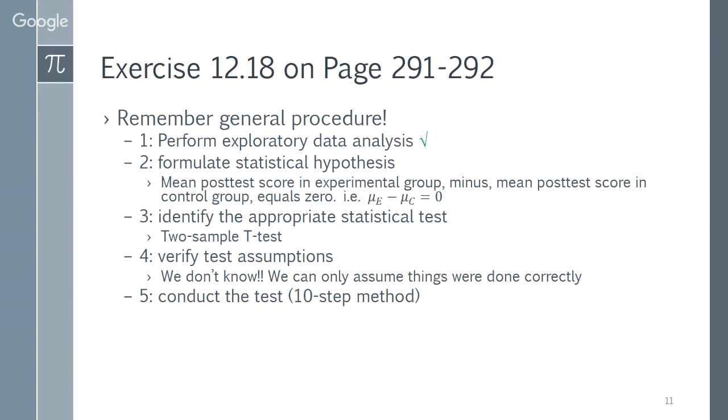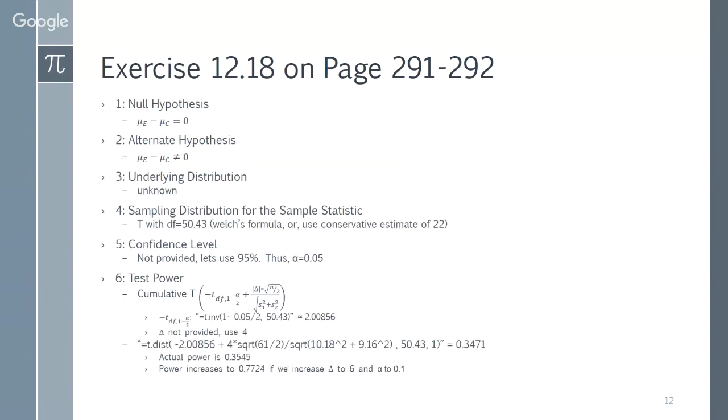Now we can go through and conduct our 10 steps for our hypothesis test procedure. Step 1 is our null hypothesis. That's the mean score in the experimental group, mu sub E, minus the mean score in our control group, mu sub C, is equal to 0. So our difference in means is equal to 0. The alternate hypothesis is that the difference is unequal to 0. What's the underlying distribution? We don't know. It'd be nice if we knew. It'd be nice if they were normal, but we don't know in this case.